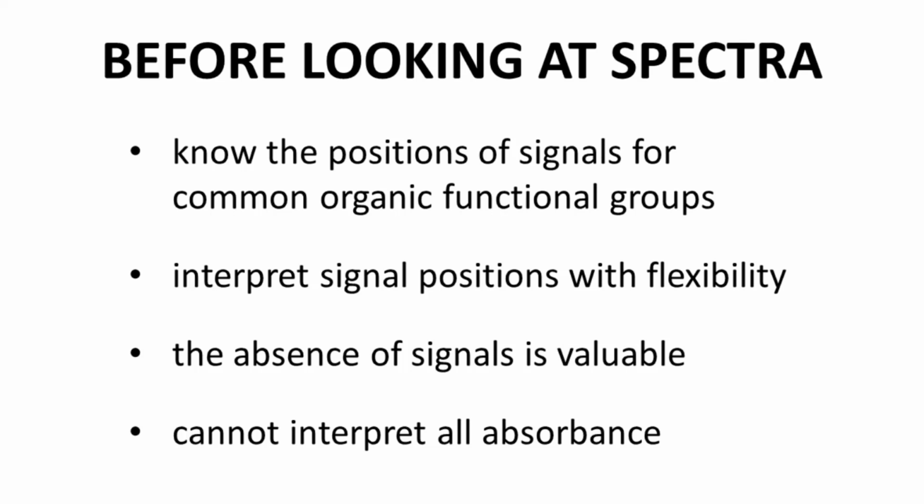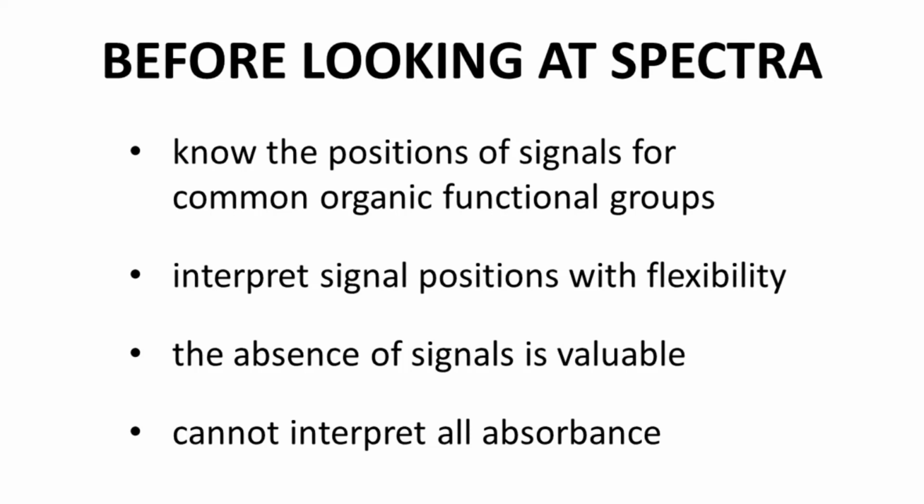Second, the position of signals should be taken with some flexibility. Signals should show up within about 10 wave numbers of their reported value, but you need an open mind. Roll with it. Third, always keep in mind that the absence of signals is also valuable information. If you do not have a peak at about 2200 wave numbers, then you know that you don't have a nitrile. So it's not just what you see, but also what you don't see. Finally, we cannot interpret all the peaks, so don't try.